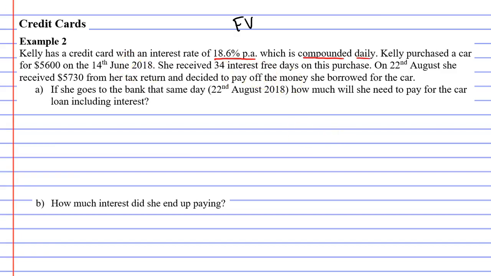I'll just write it all the way at the top. FV equals PV (1 plus R) to the power of N. The other thing we're looking at is that it says to do this daily. So when we calculate our interest rate R, we need to convert it to a daily interest rate. 18.6% is our yearly interest rate, so we need to divide this by 365.